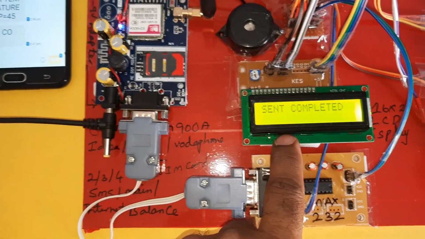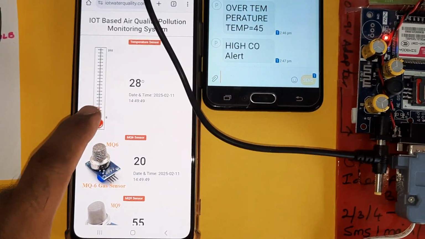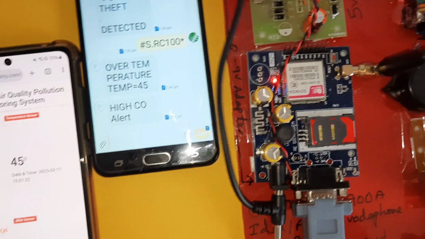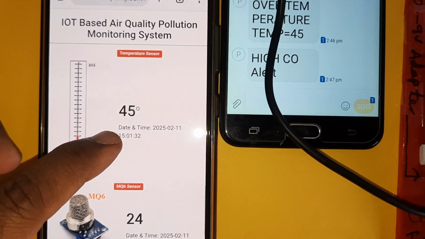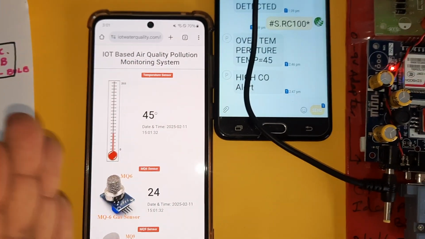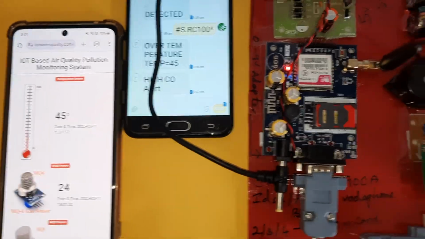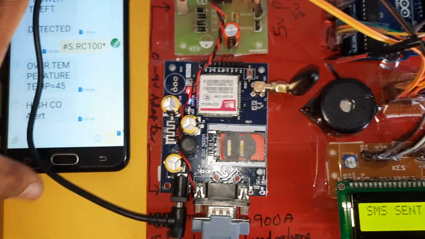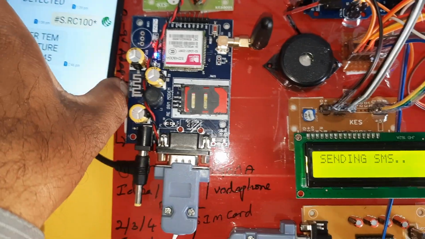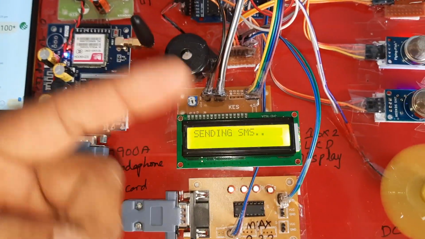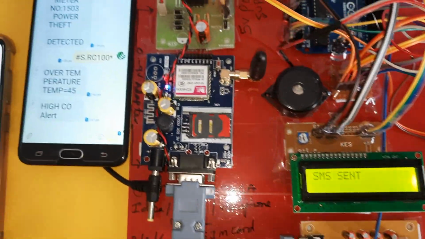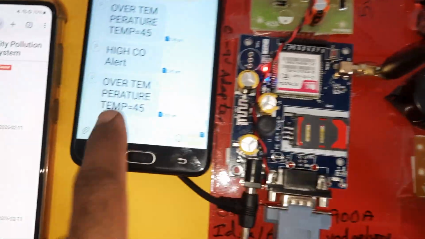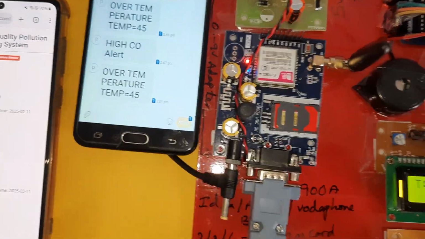Send completed. Here we can see the data on the server. Temperature 44, 40, 41, 42, 44, 44 and above 45. Now it is sending the temperature alert. After every 10 counts, it will send the data to the server also. Over temperature alert, temperature 45.